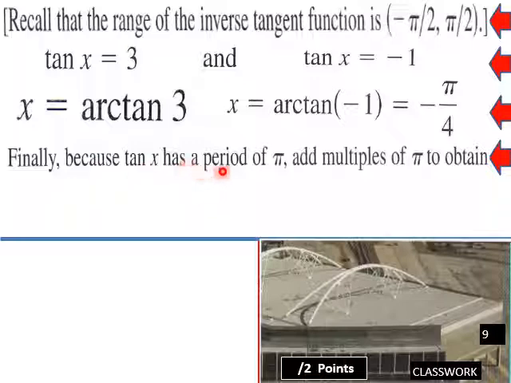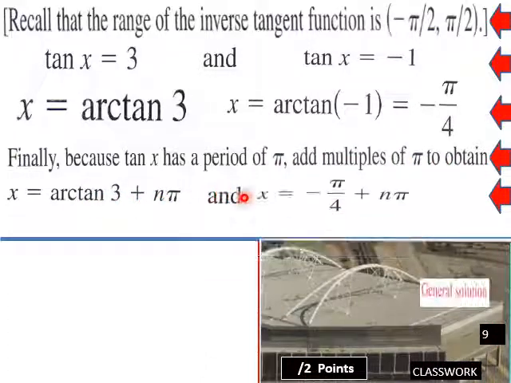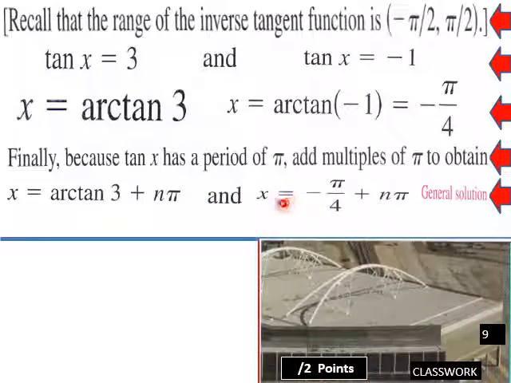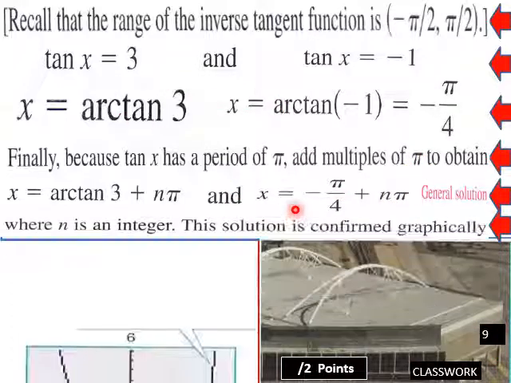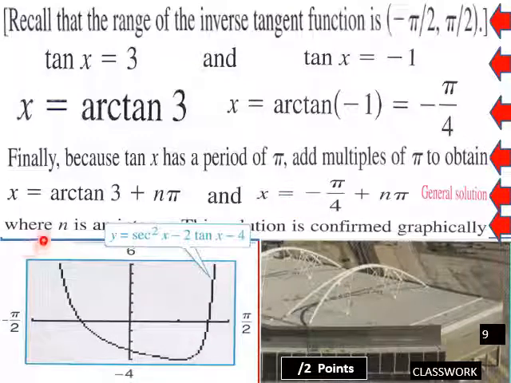Finally, because tan x has a period of pi, add multiples of pi to obtain x equals arctan 3 plus n pi, and x equals negative pi over 4 plus n pi here for your general solution for this trigonometric equation, where n is an integer. The solution is confirmed graphically here now.